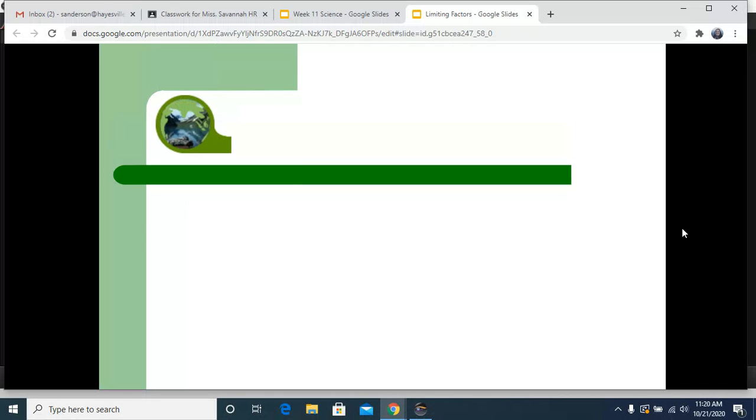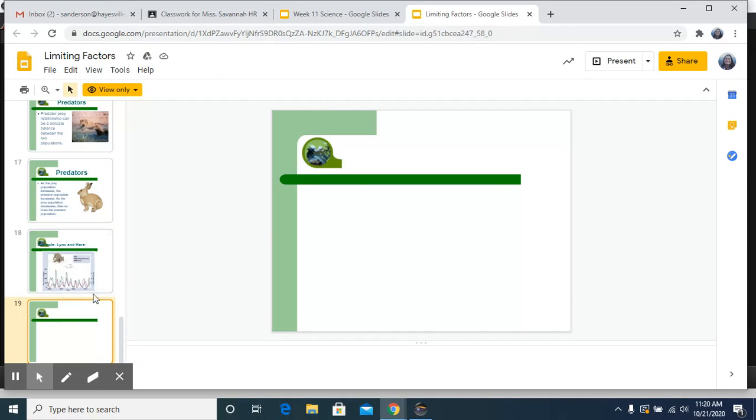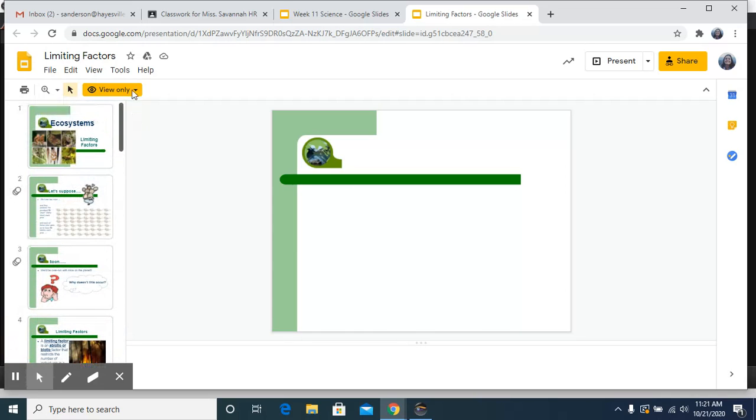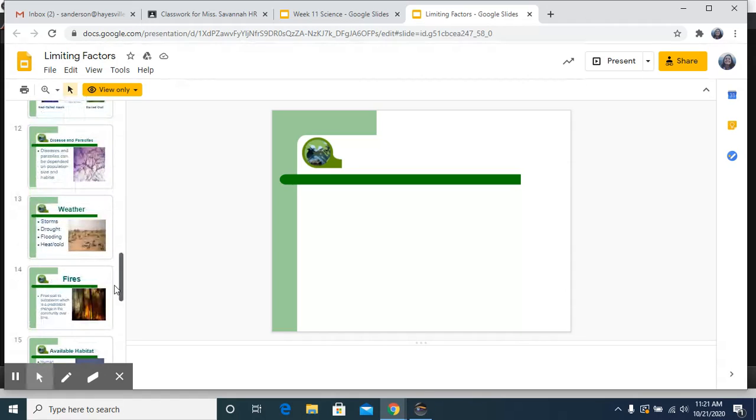And that is all I have for limiting factors in an ecosystem. Just a reminder, a limiting factor is anything, biotic or abiotic, living, non-living, that controls the growth or survival of a population. These are things that affect or impact the population.